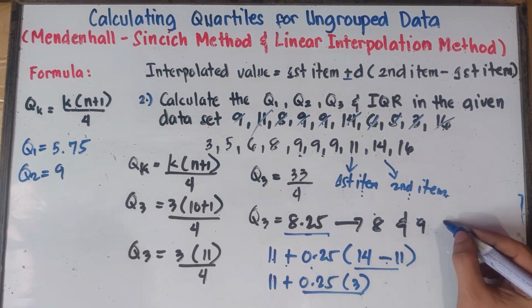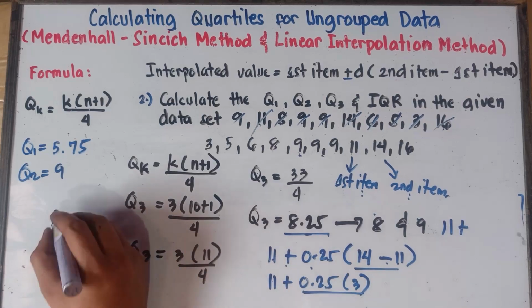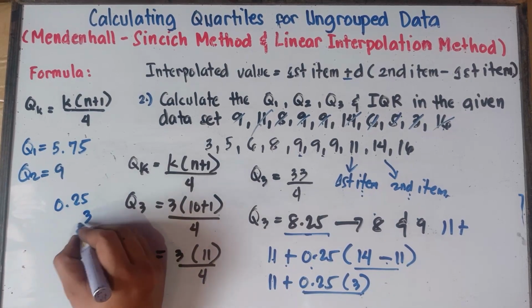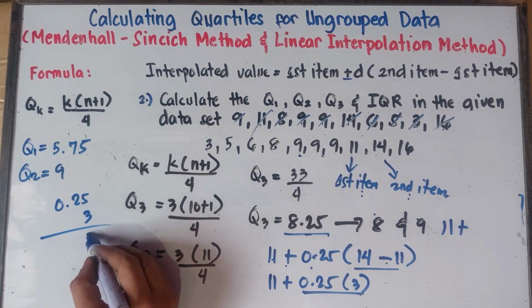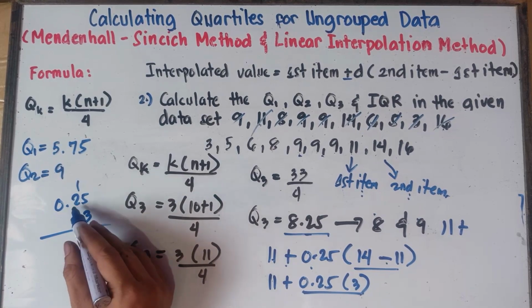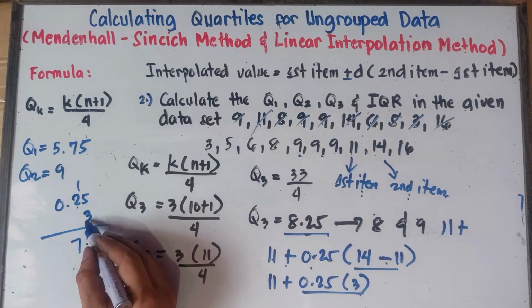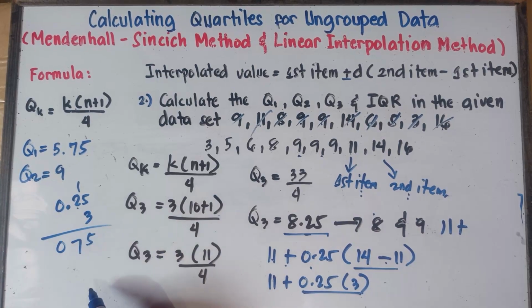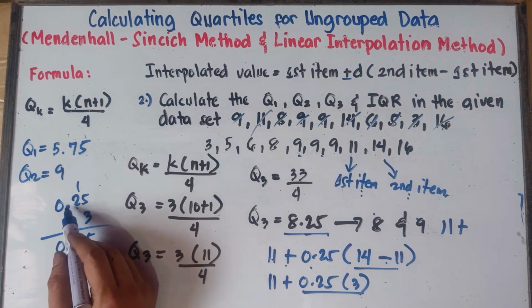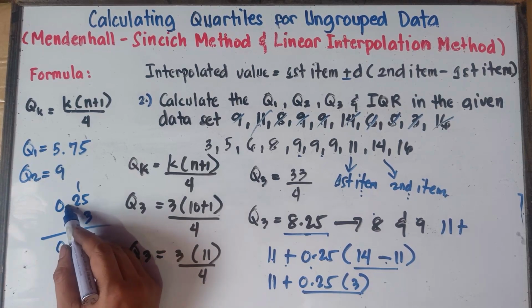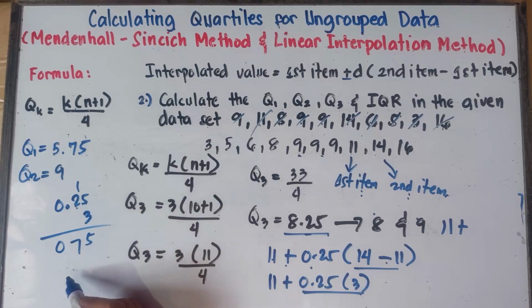Multiplication comes first. So copy 11 and then plus 0.25 times 3. So 3 times 5 is 15, 5 carry 1, 3 times 2 is 6, plus 1 is 7, 3 times 0 is 0. Alright, and then simply count, class, the numbers to the right of the decimal point. So 1 and then 2. So therefore, that would be 2 numbers to the right of the decimal point.